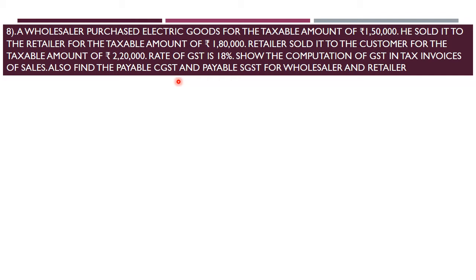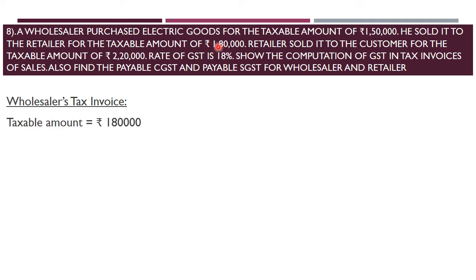So, tax invoices of sales. First, we will discuss the wholesaler's tax invoice. The wholesaler sold it to the retailer, and the amount at which it was sold is 1,80,000. So here the taxable amount will be 1,80,000. Next, the rate of GST is 18%, so 18% of 1,80,000 is 32,400.